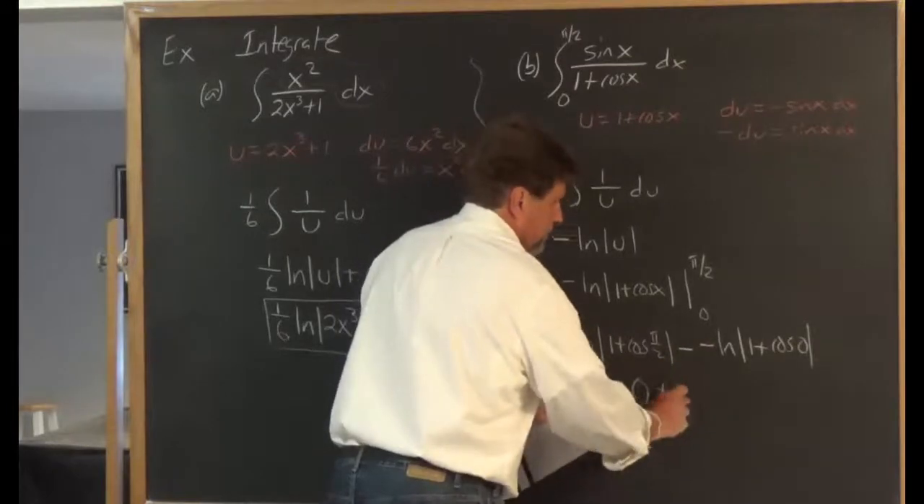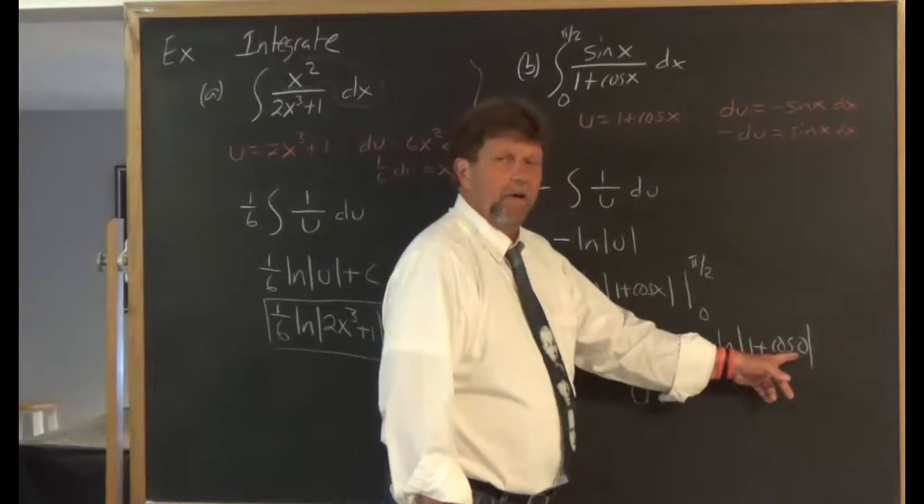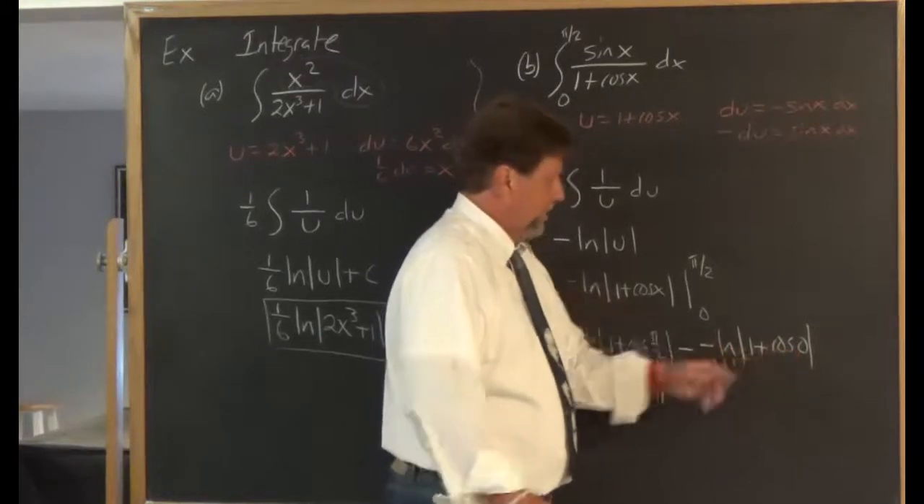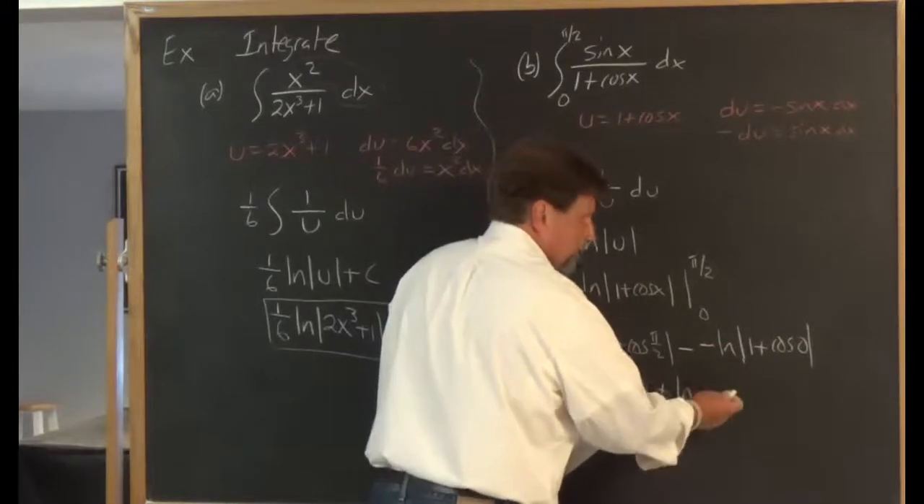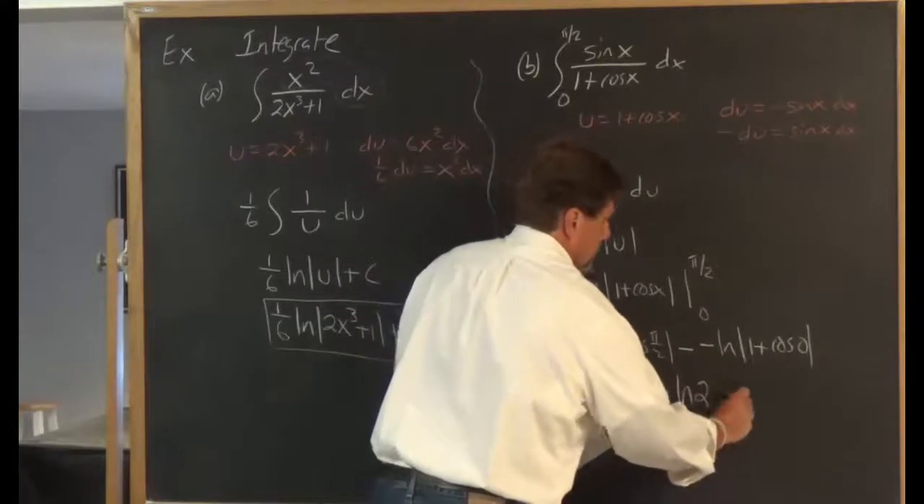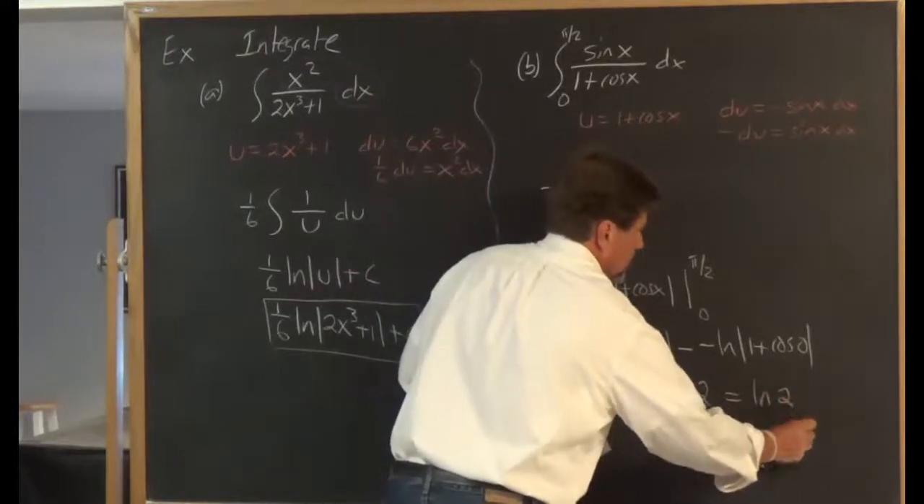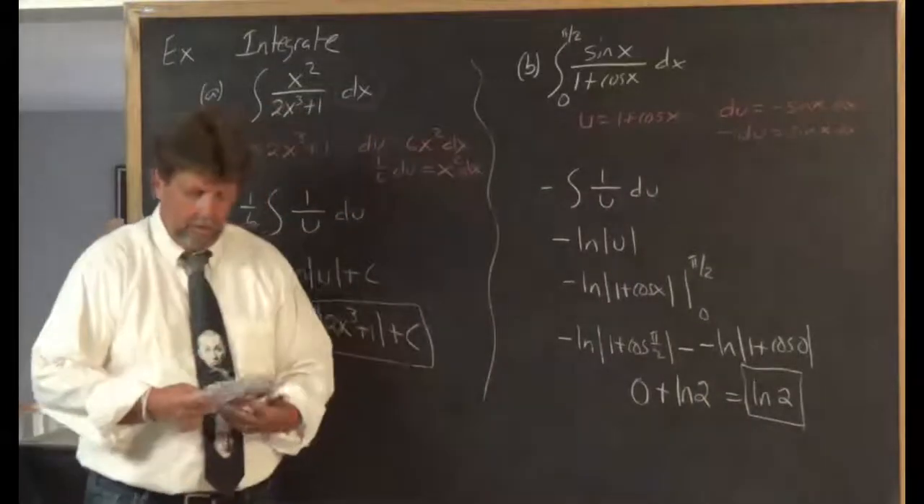Minus a negative is plus. So let's see, cosine of 0 is 1, so 1 plus 1 is 2. So that gives us the natural log absolute value of 2, but we know absolute value of 2 is just 2. So the answer for part B is natural log of 2.